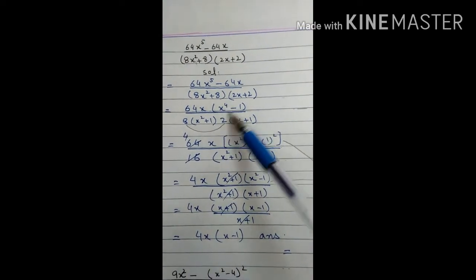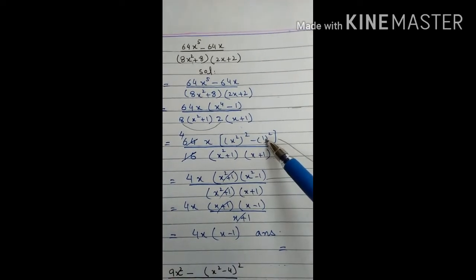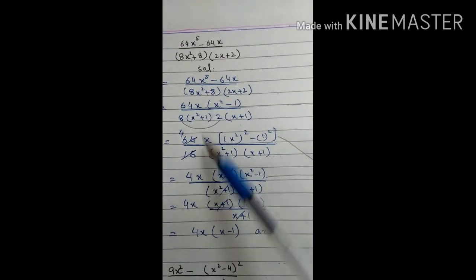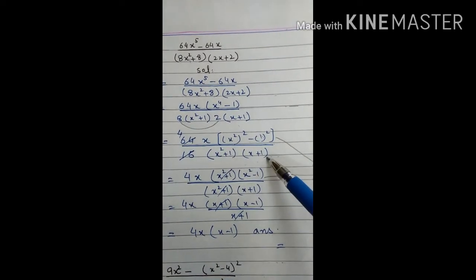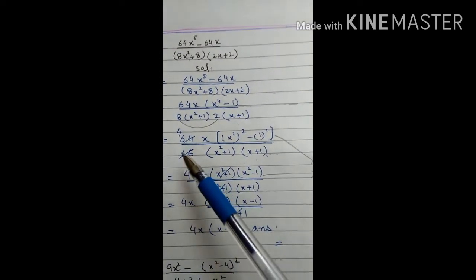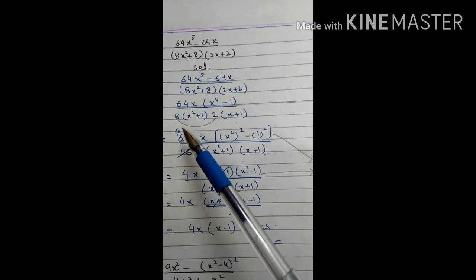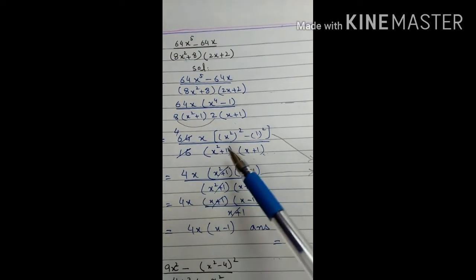64x, x⁴ minus 1, we can apply the formula of a square minus b square. 8 multiplied by 2 is 16. x square plus 1 is as it is, x plus 1 is as it is. 16 and 64 can be cancelled. 16 ones are 16, 16 fours are 64. x will remain as it is.